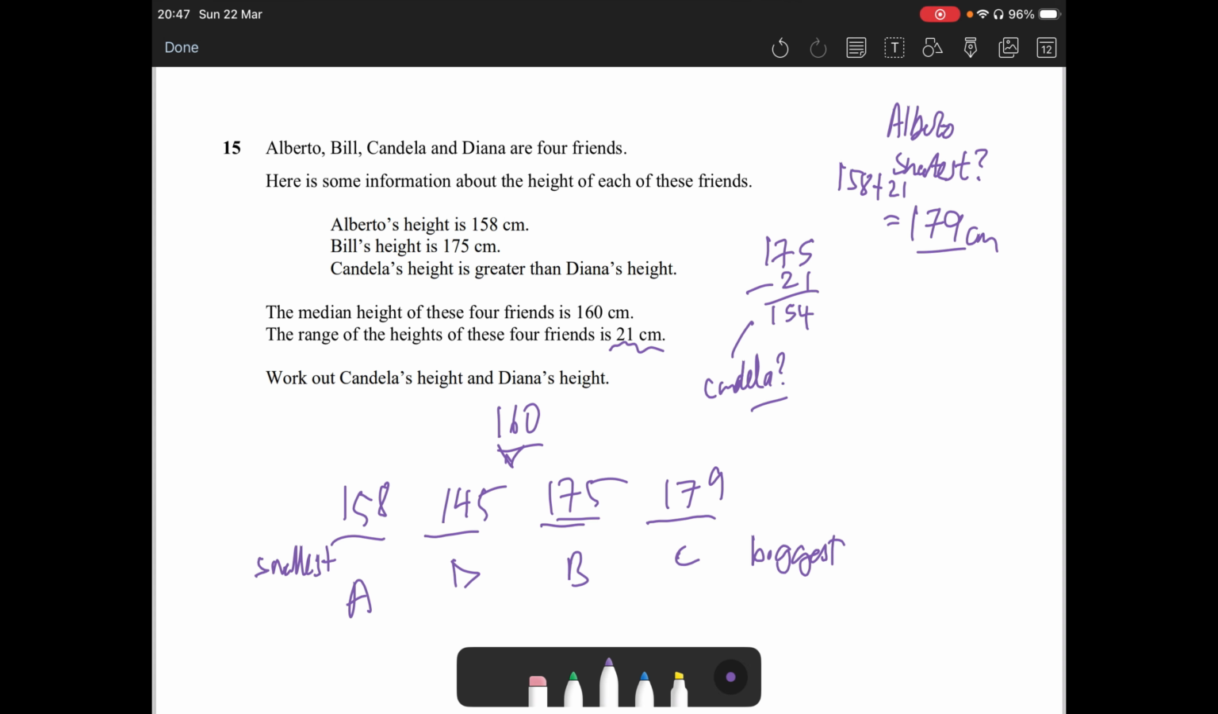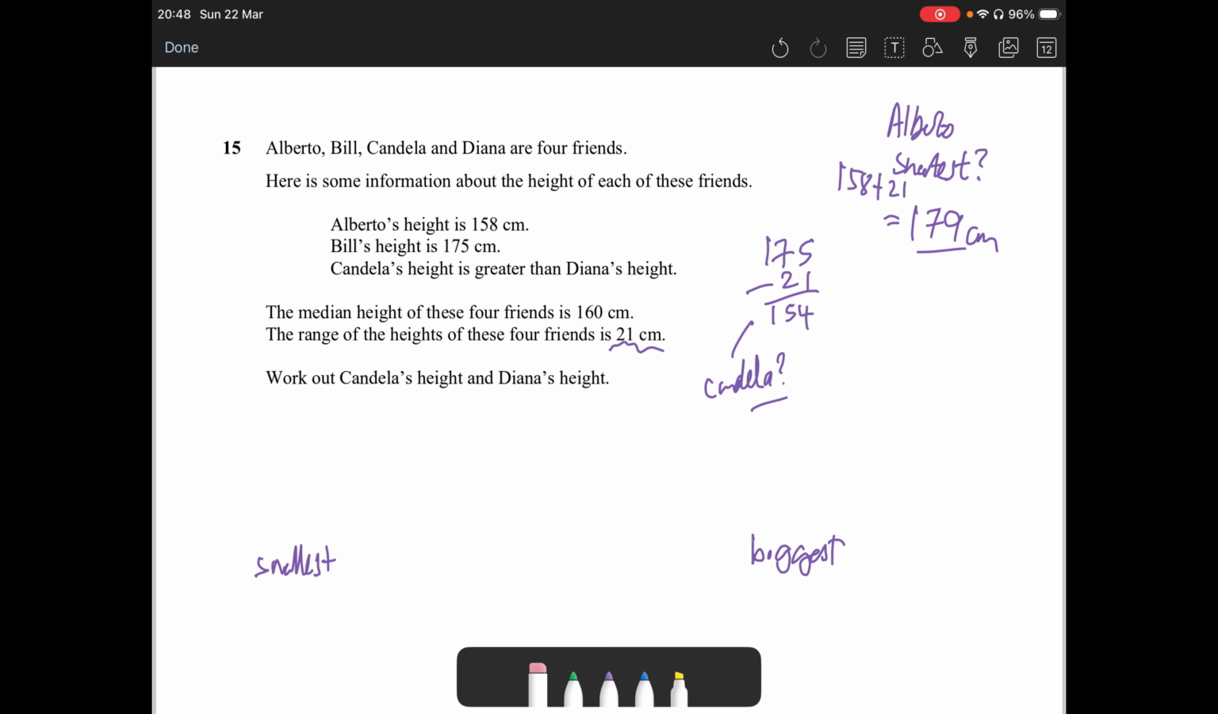But we've now got a bit of a contradiction. The contradiction being, well, this isn't the smallest. So it kind of breaks apart. I think me thinking that Alberto being the smallest was wrong. The truth is actually, Alberto is probably the second shortest, making Bill the tallest. Alberto, we know, is 158. And obviously Candela would have to be 154. Okay, this works now.